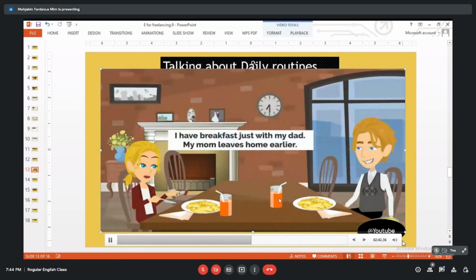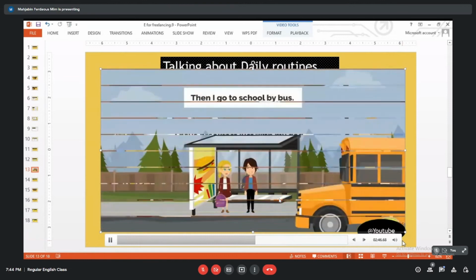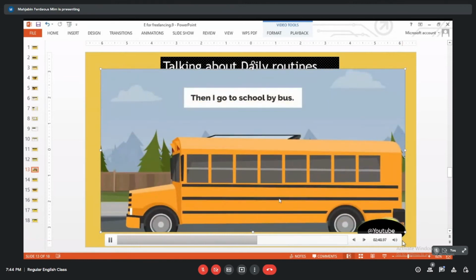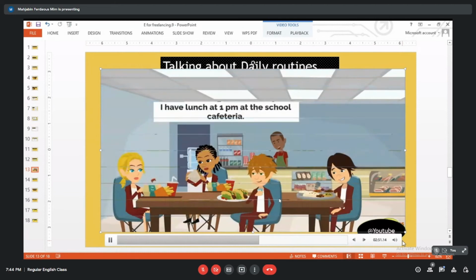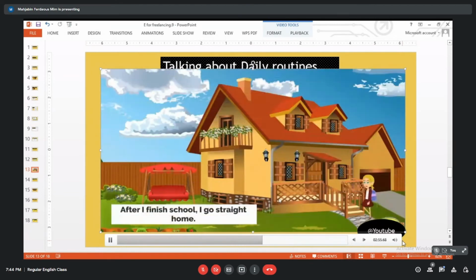I have breakfast just with my dad. My mom leaves home earlier. Then I go to school by bus. I have lunch at 1 p.m. at the school cafeteria. After I finish school, I go straight home.